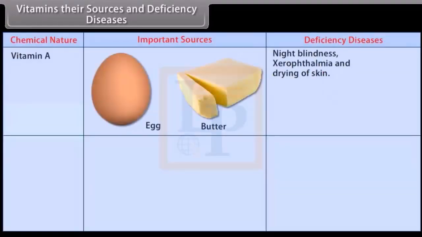Vitamins, their sources and deficiency diseases. Vitamin A is soluble in oils and fats, but insoluble in water. It is essential for growth and vision.